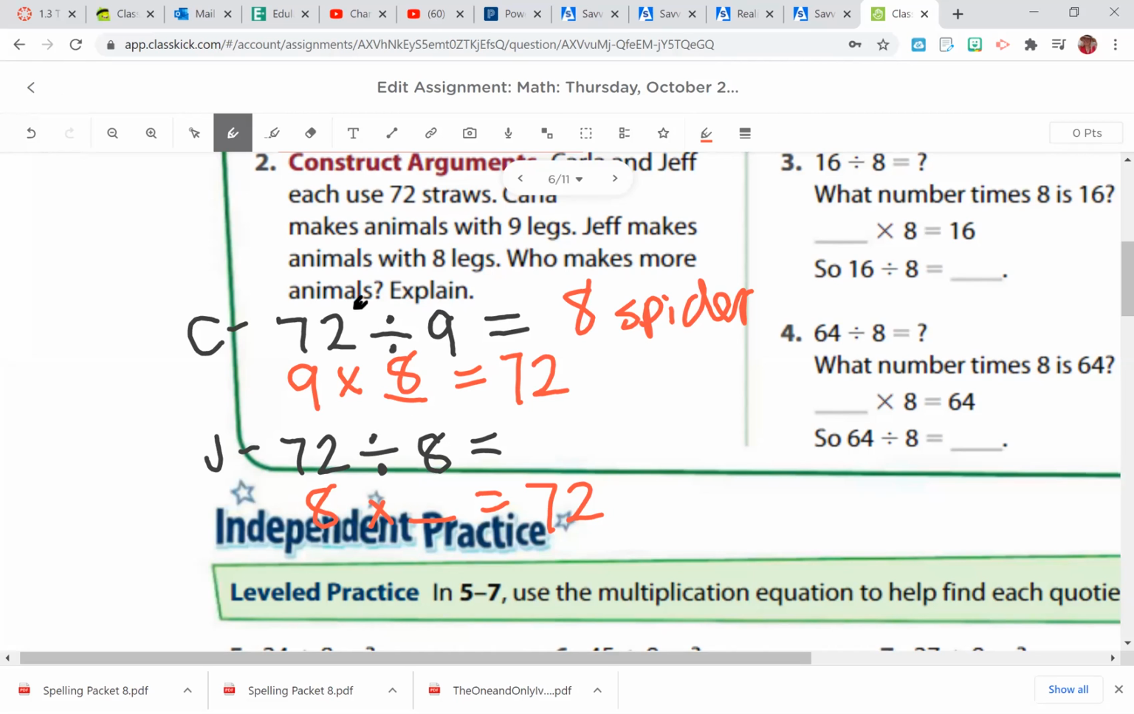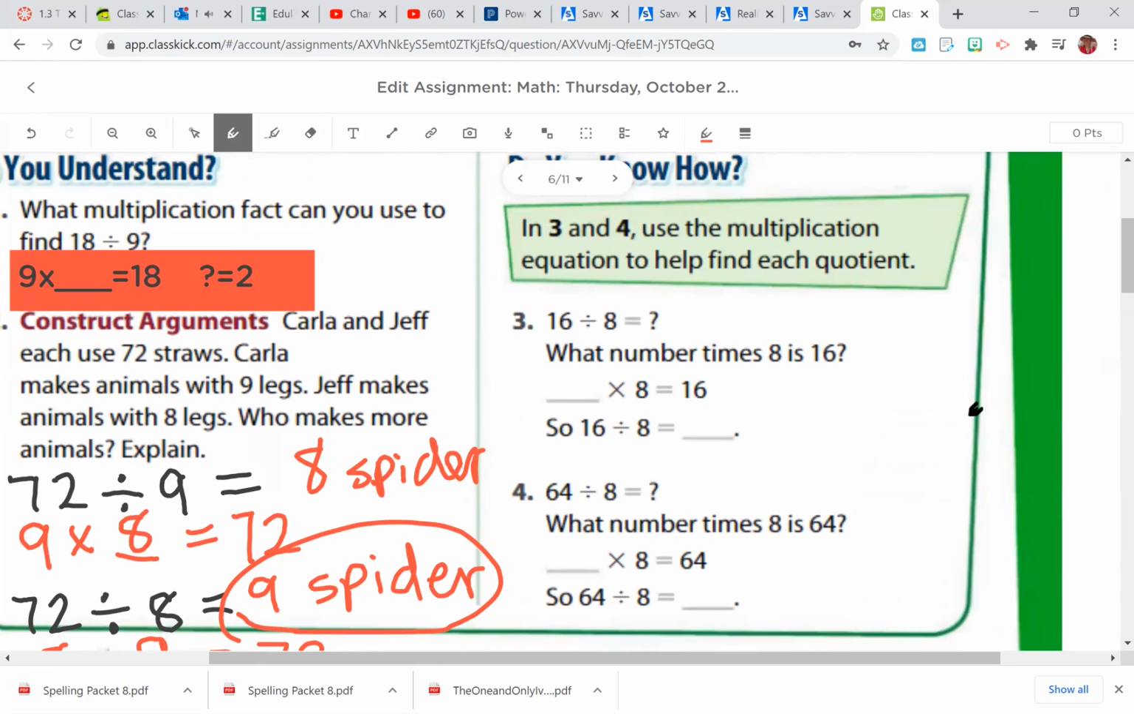Now, this has the same factors. It has the same numbers as the top part, so that means they are a fact family. So I can easily plug in a 9 because those are the 3 numbers in that fact family. So Jeff could make 9 spiders. So who could make more spiders? Jeff.